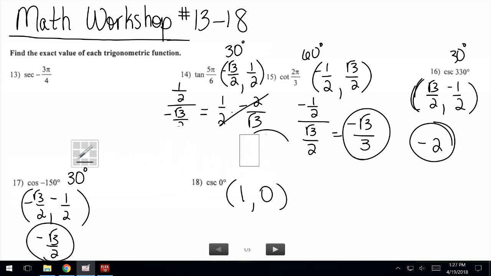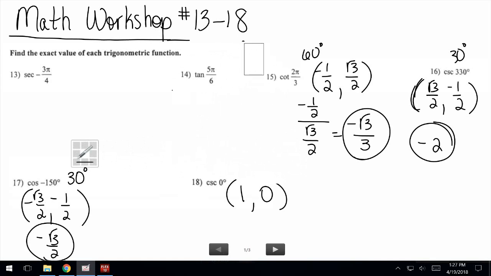All right, so cosecant is the opposite of sine. So listen to my question. What is just the sine? 0. And how do you make 0 a fraction? Over 1, right? That makes sense? Flip it. No. It's 0 over 1, which is undefined. You can't have 0 on the bottom.